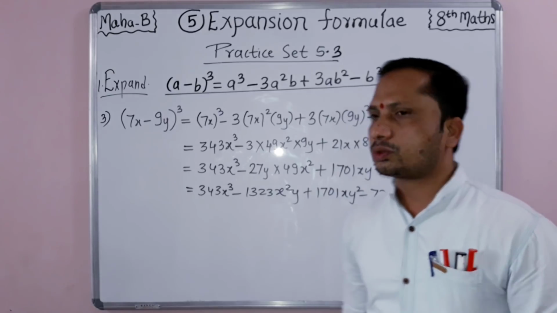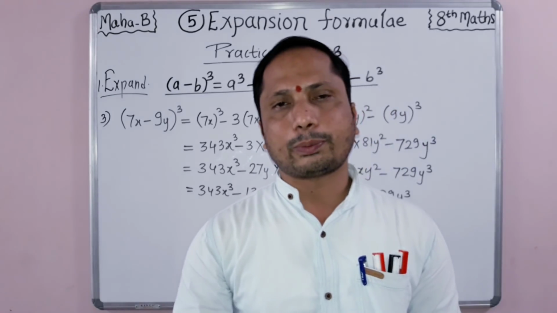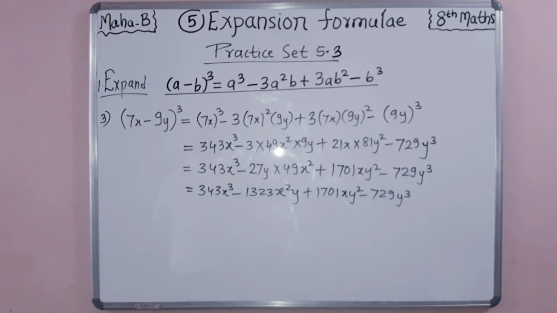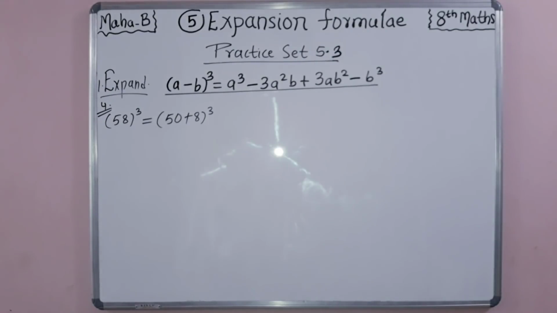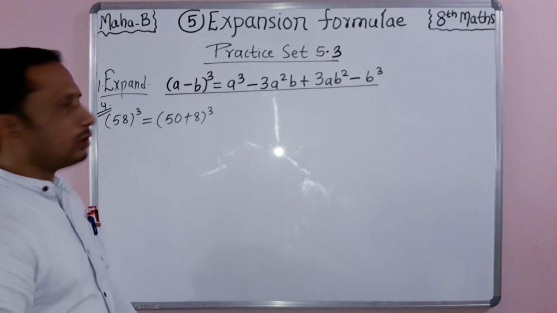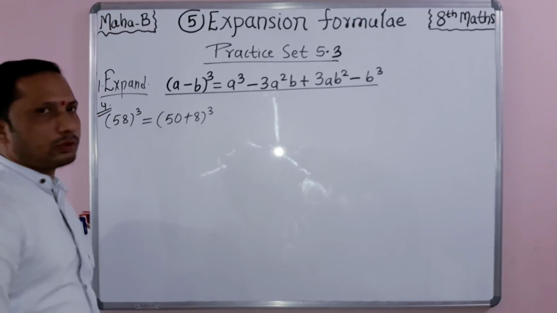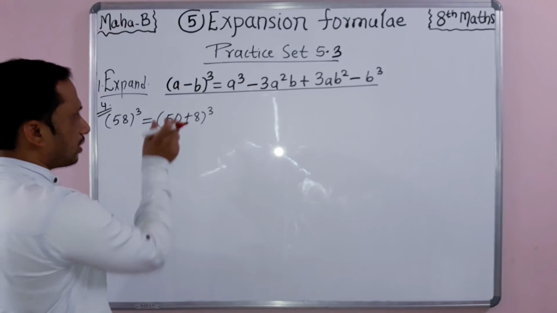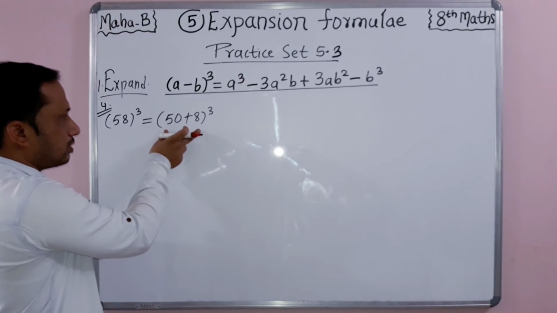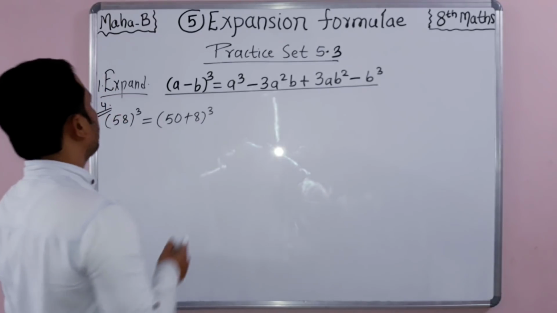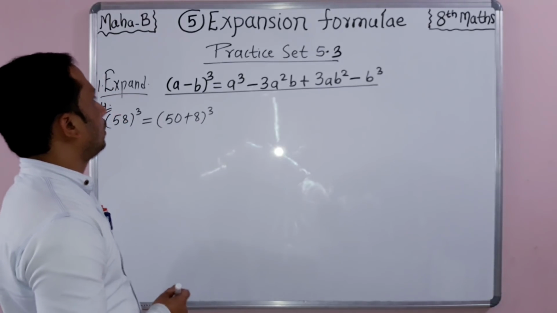Okay students, so now we are going to solve the fourth problem of practice set 5.3. See this is our fourth problem from practice set 5.3, that is nothing but 58 cube. We have to find out the cube of 58. So first write 58 is nothing but 50 plus 8 and bracket cube, and then use the formula.